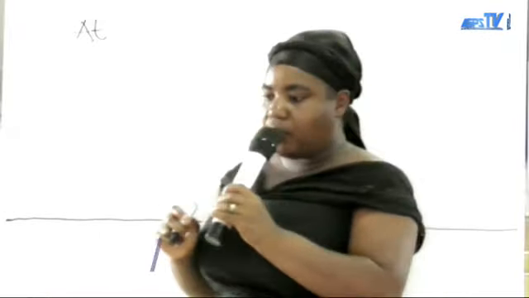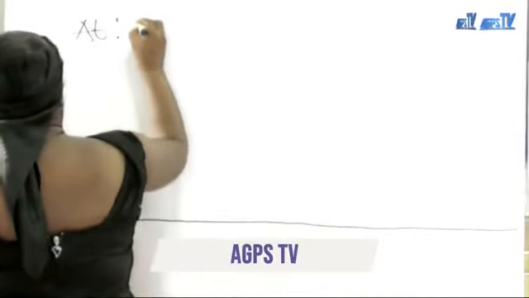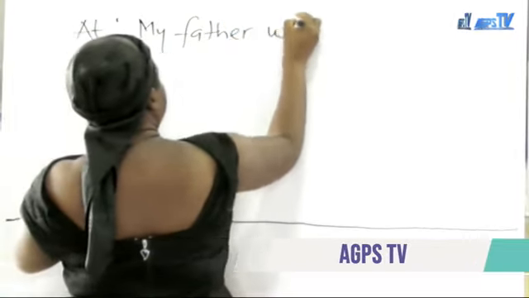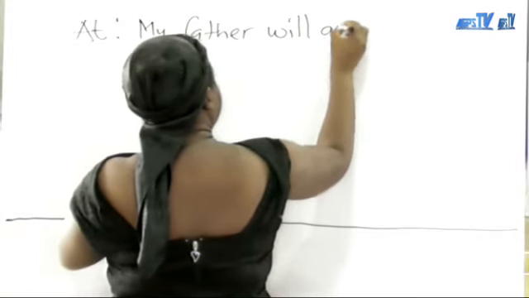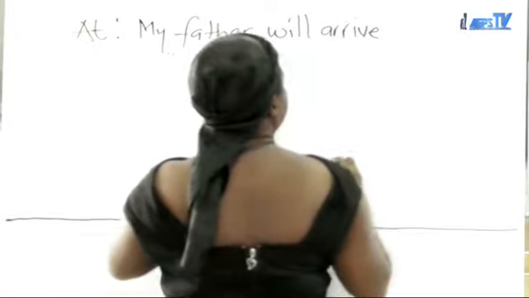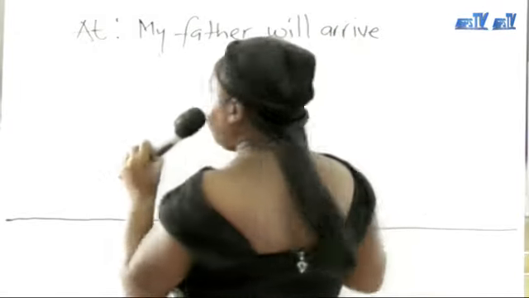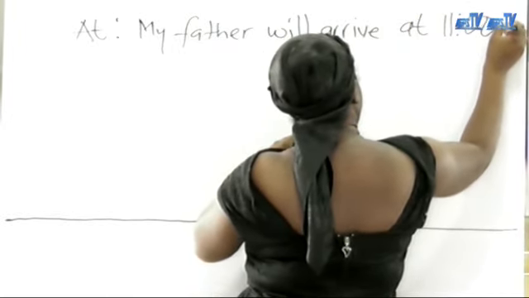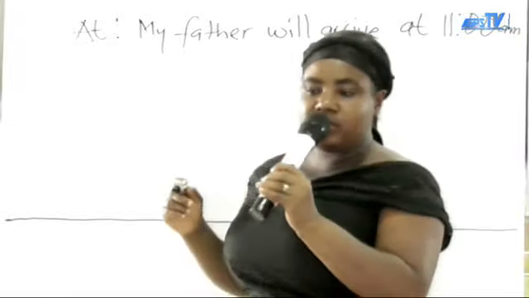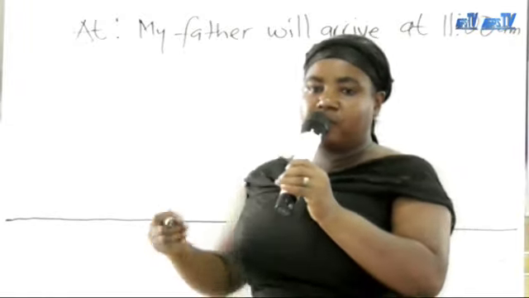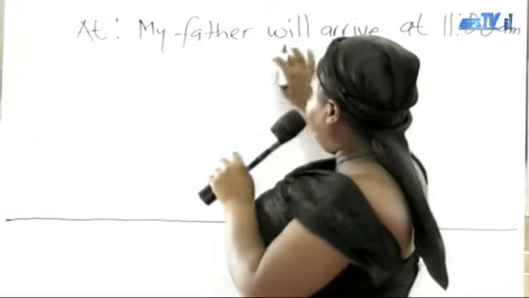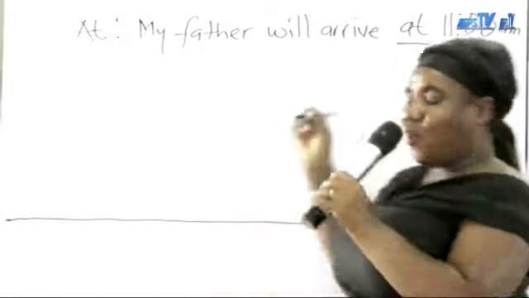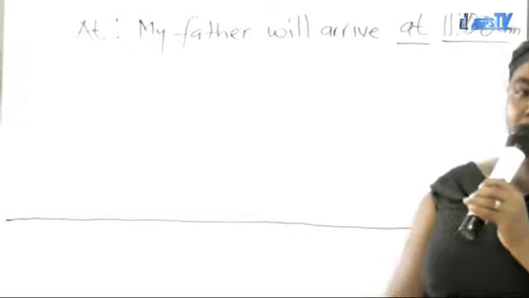So we can have an example: My father will arrive at 11 o'clock a.m. So when we are using a preposition of time, that is it. My father will arrive at 11 o'clock. So the at here emphasizes the exact time my father will come home.